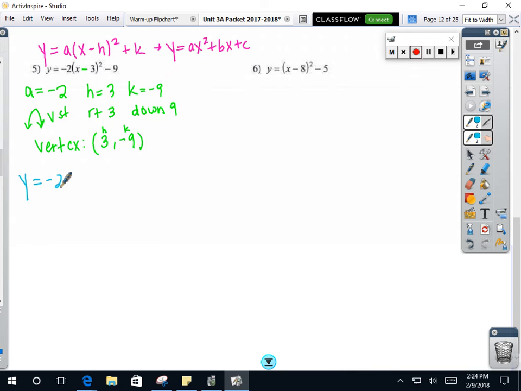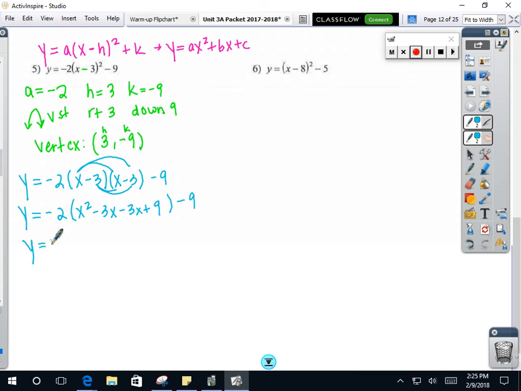Y equals -2 times x minus 3 squared. But instead of squaring it, I'm going to go ahead and write out x minus 3 twice, because that's what squared means. And then minus 9. Now I'm going to start simplifying it by first taking care of all of that stuff in parentheses. And when you have a binomial times a binomial, you double distribute. First you distribute the x to everything over there, then you distribute the negative 3 to everything over there. And that becomes x squared minus 3x plus 9. Because a negative 3 times a negative 3 is a positive 9.